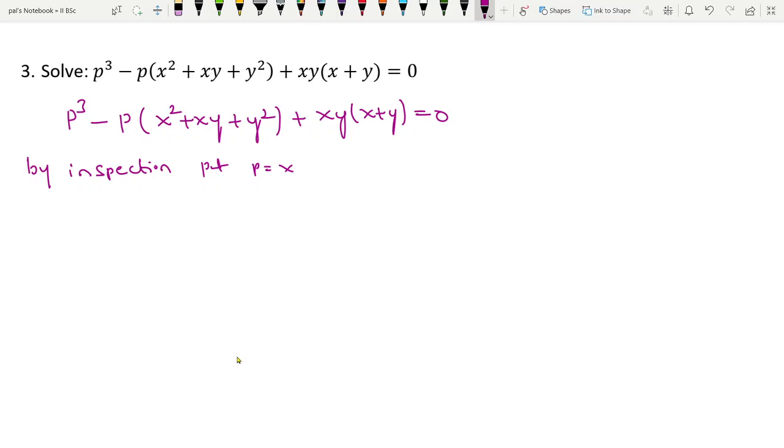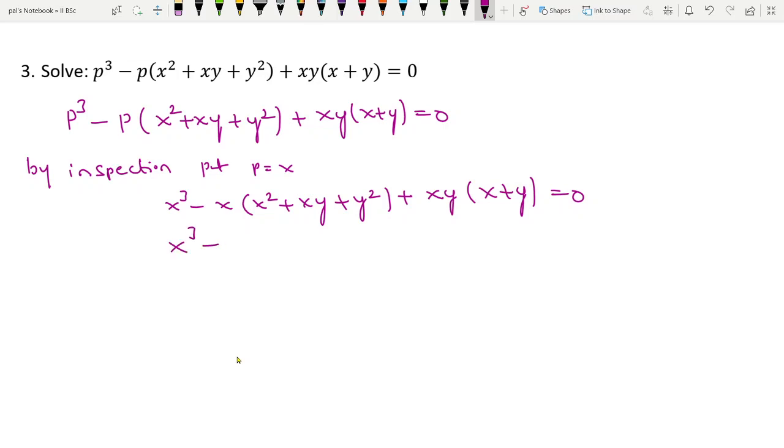Okay, so just check it for p is equal to x. Put p is equal to x. So then it is x cube minus x into x square plus xy plus y square, plus xy into x plus y is equal to 0. Okay, I don't know whether you check this.